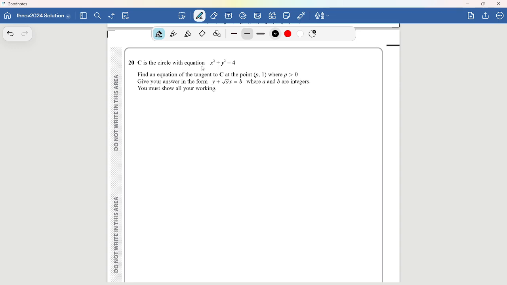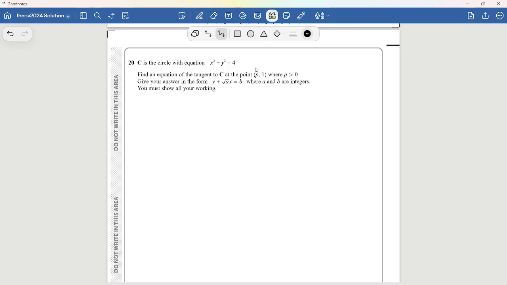C is the circle with equation x squared plus y squared is 4. Find an equation of the tangent to C at the point P, 1, where p is greater than 0. Give your answer in the form y plus root a x is b, where a and b are integers. You must show all your working.